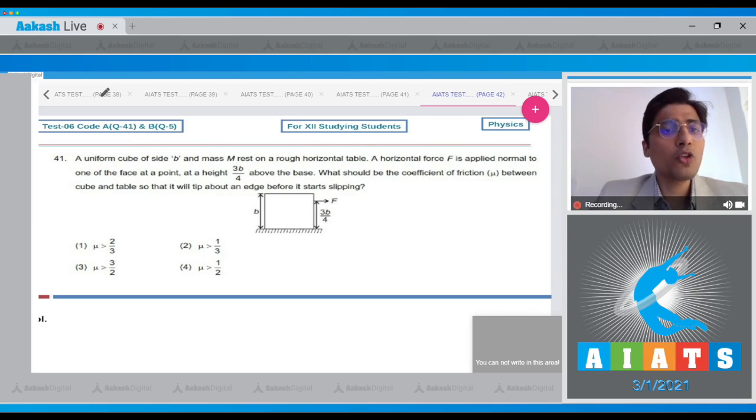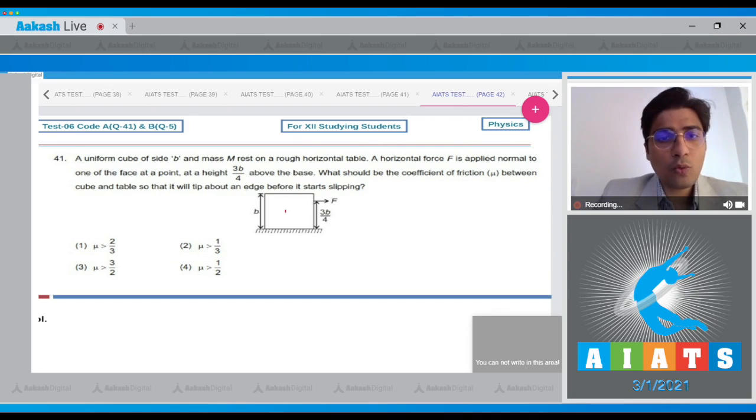In this question, a uniform cube of side b and mass m rests on a rough horizontal table. A force F is applied normal to one of the faces at a point at a height 3b/4 above the base. What should be the coefficient of friction between the cube and the table so that it will tip about an edge before it will start slipping?